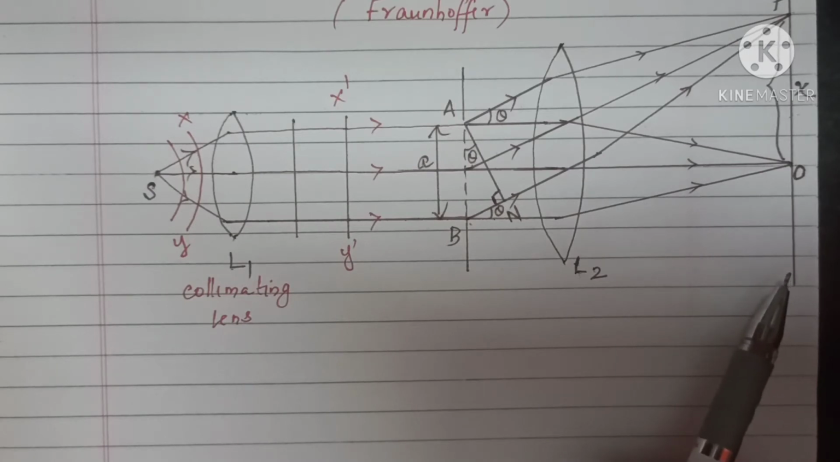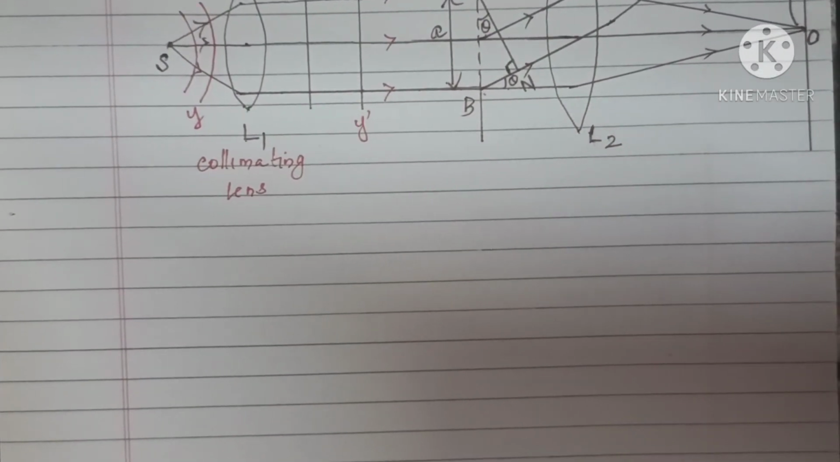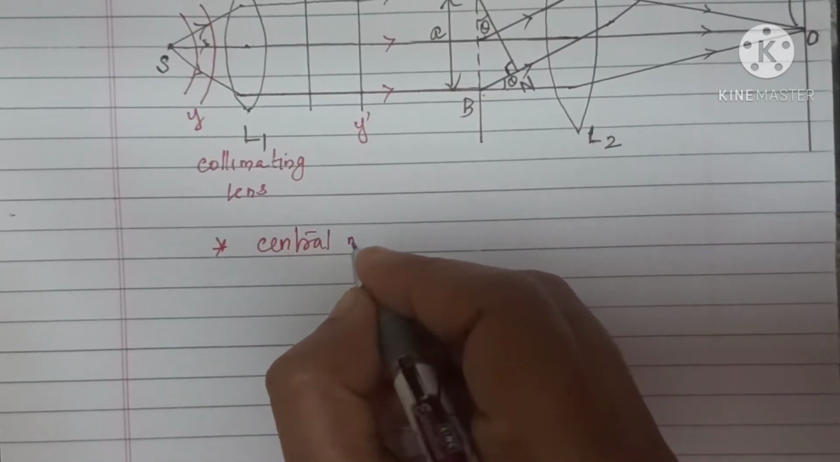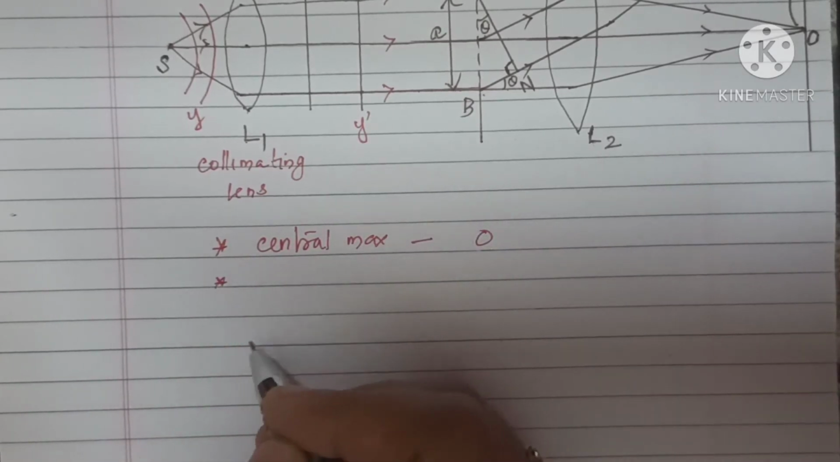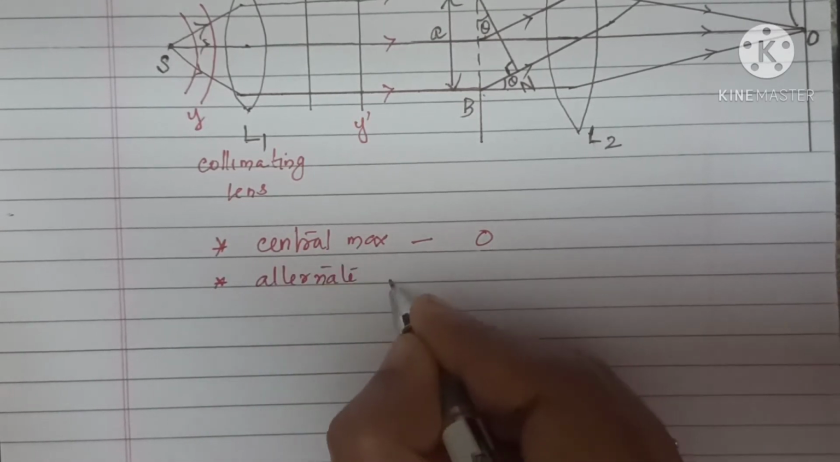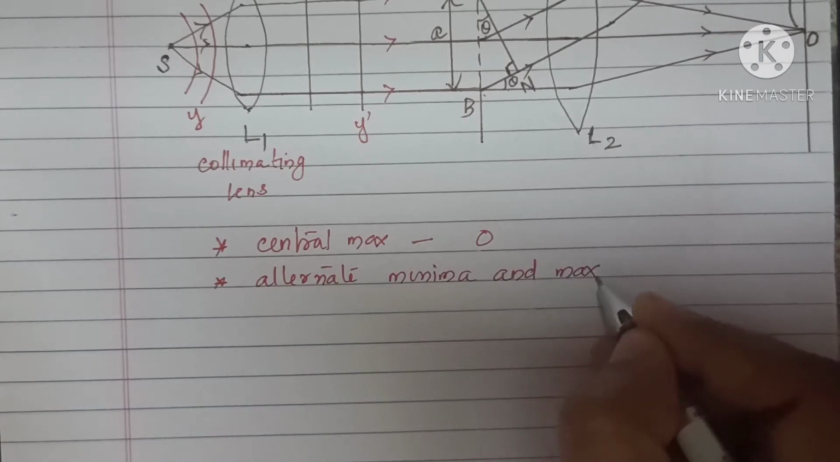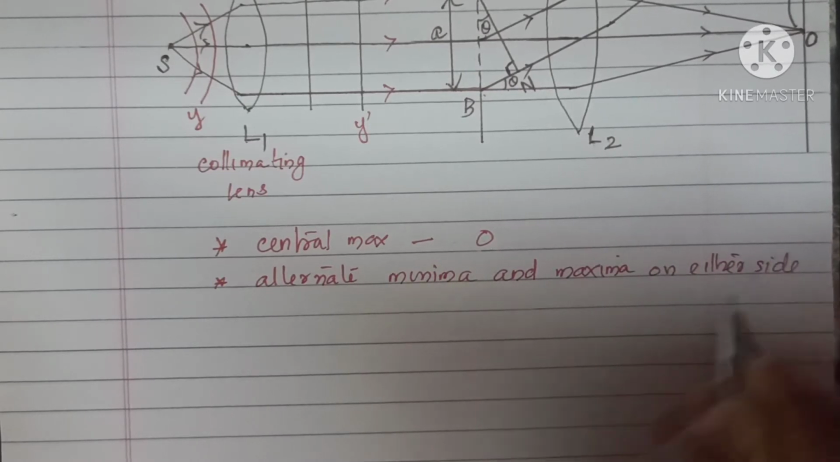Understood? So these are the observations. What was the first observation? The first observation was that a central bright maximum is formed at the point O. Now on either side you can see a number of alternate minima and maxima. That is the next observation.